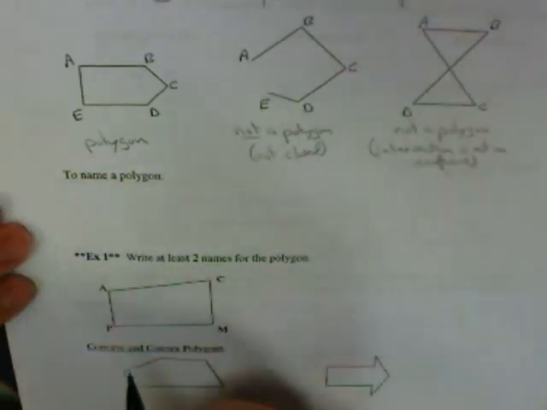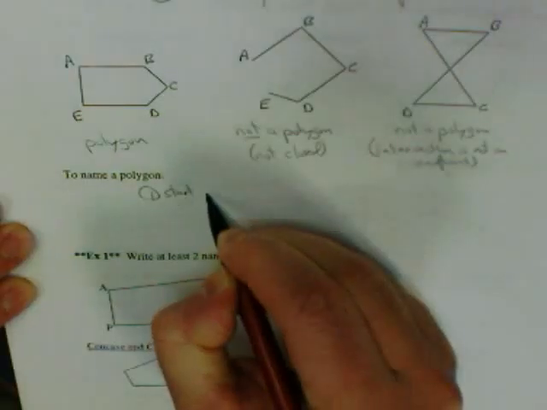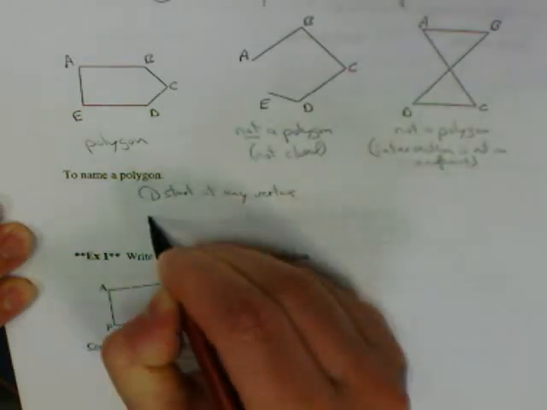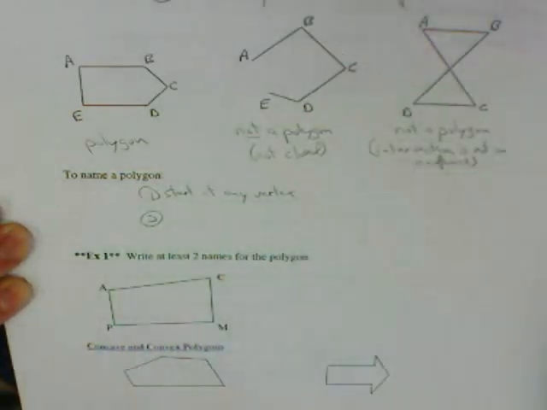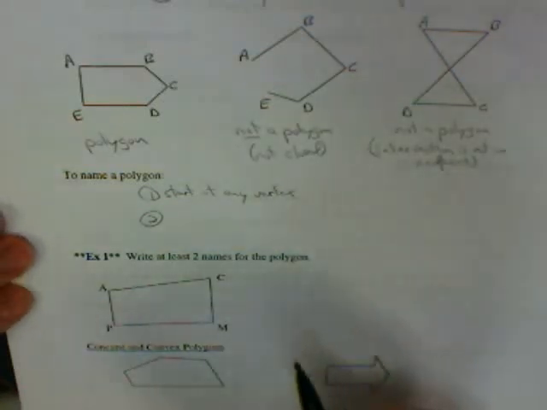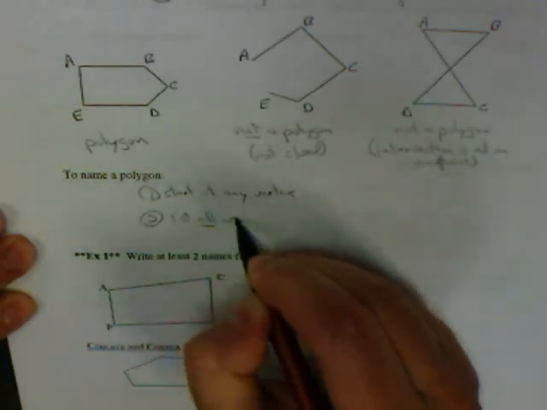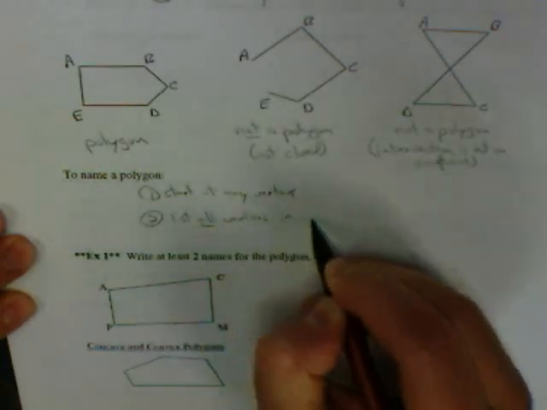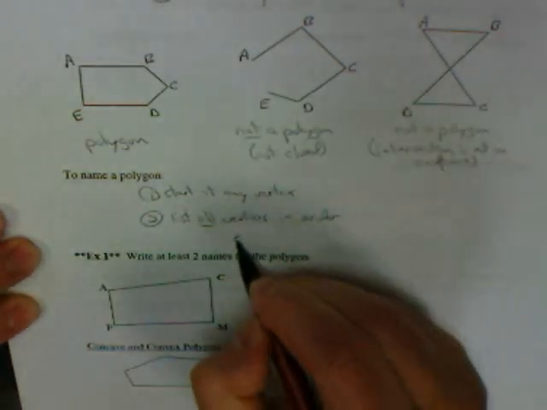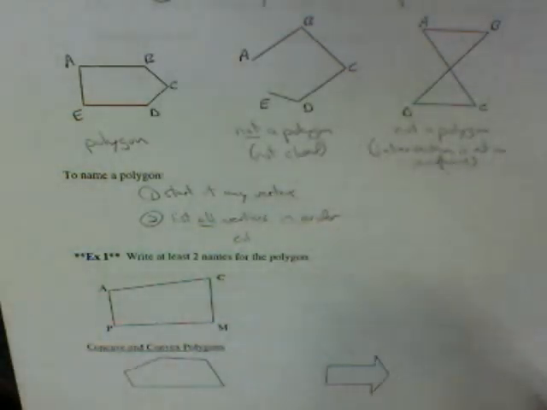Alright, to name a polygon, you have to follow two simple ideas. You're going to start at any vertex. So you don't have to start at A just because it's the first letter in the alphabet or anything like that. You start at any vertex, and you want to list all the vertices in order. And that can be clockwise or counterclockwise.